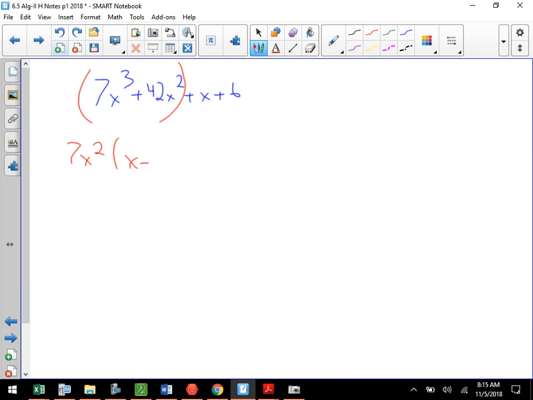I'm left with x plus 6. What do those guys have in common? 1. Good. Factor out a 1. And I'm left with x plus 6. Are those two things in parentheses the same thing? Yes. Good sign. Write it down. What are you left with then? 7x squared and a 1. Excuse me.